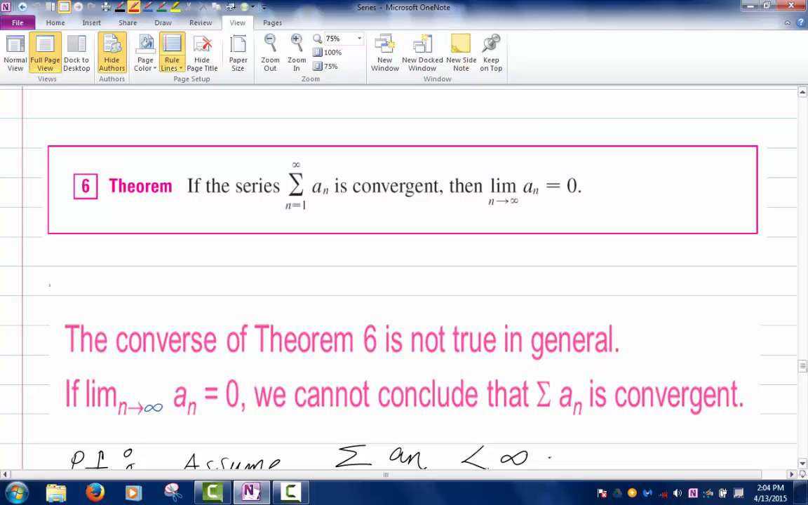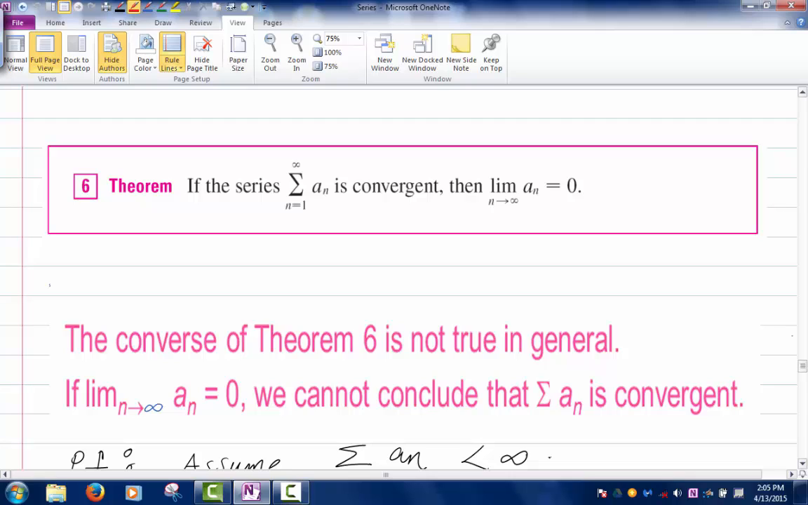However, you should use the contrapositive. What's the contrapositive? If the limit of an is not 0, then you know that the series is divergent. That's the contrapositive. The contrapositive is logically equivalent to the statement, so you can use the contrapositive always. Is everybody clear?